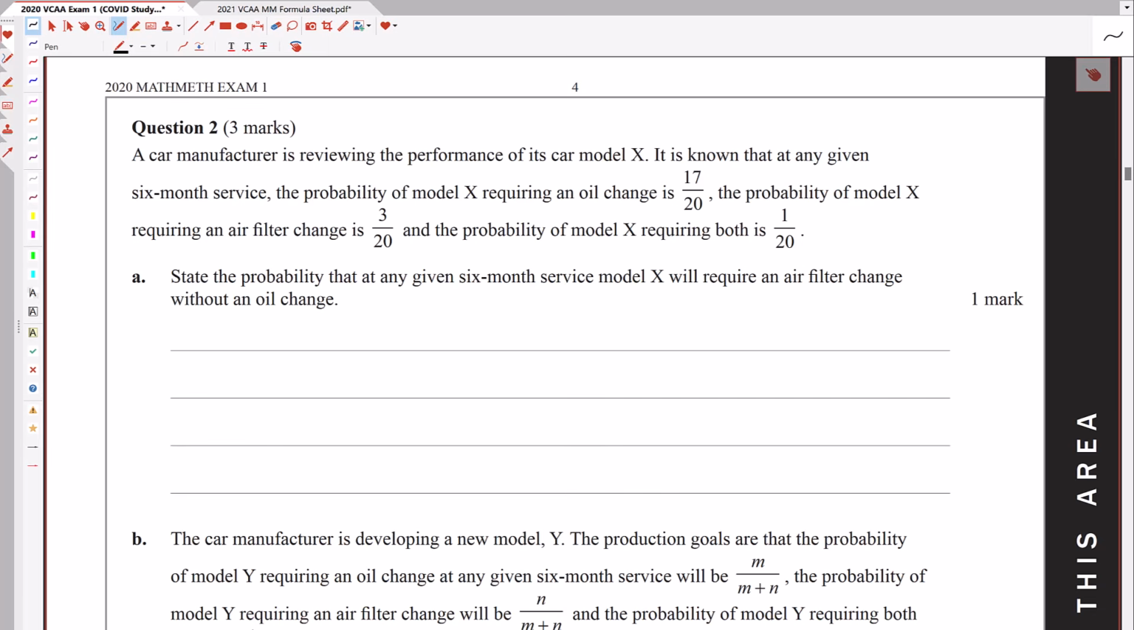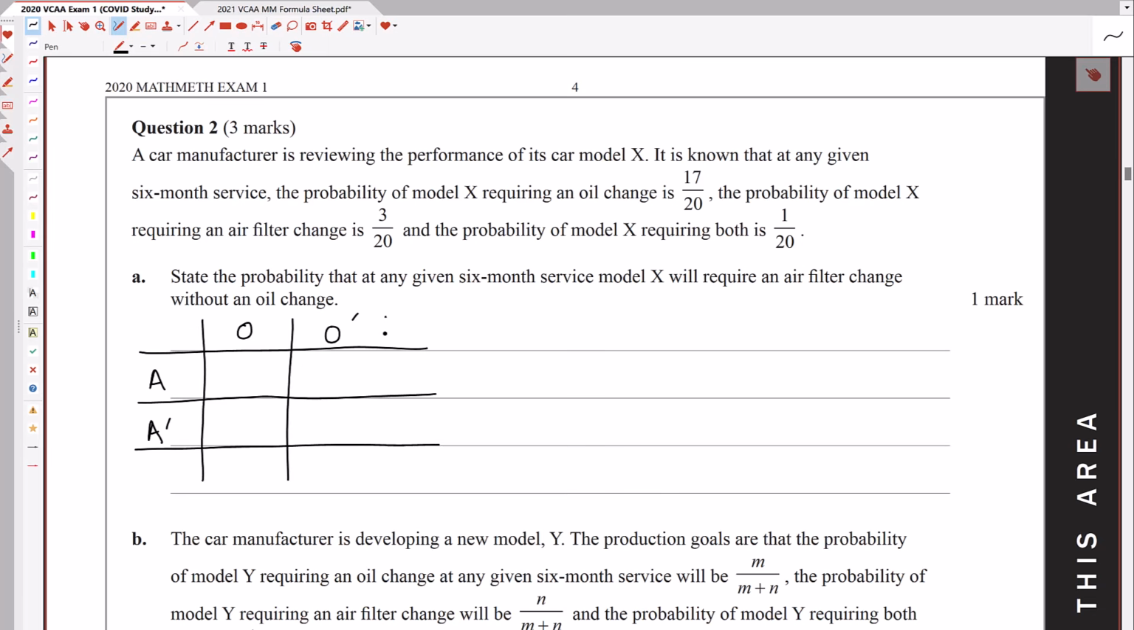So we've got 2 things happening here. We can have an oil change or what's the second thing? An air filter change. So let's have an air filter change is A. We don't need an air filter change is not A. An oil change is O. We don't need an oil change is not O. Now, the other thing we can think about here is there's 2 different ways you can put the information in your Karnaugh map. And I say that more thinking ahead to part B in the next question.